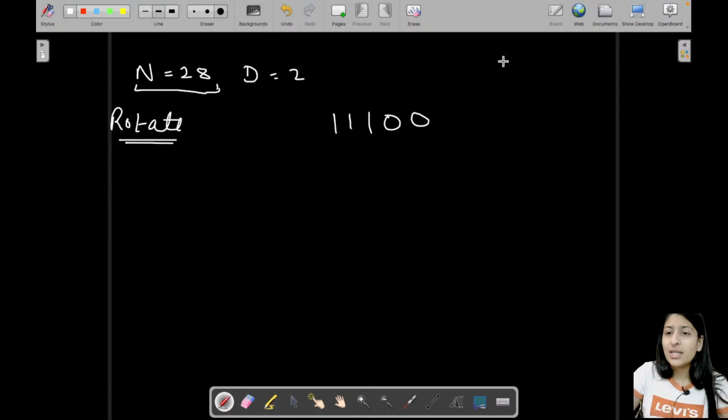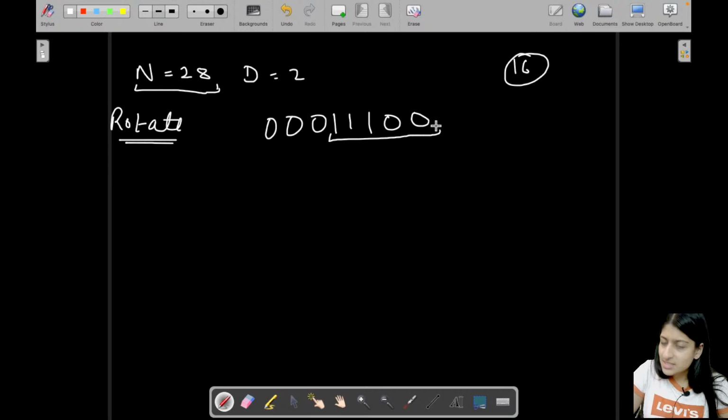What they have given us is that any number will be represented as 16 bit. So when we say 16 bit, we will append zeros. This is the binary representation of 28. But how many bits are these? 1 2 3 4 5, and we want a total 16 bit number, so we will append 16 minus 5, that is 11 zeros, to its left.